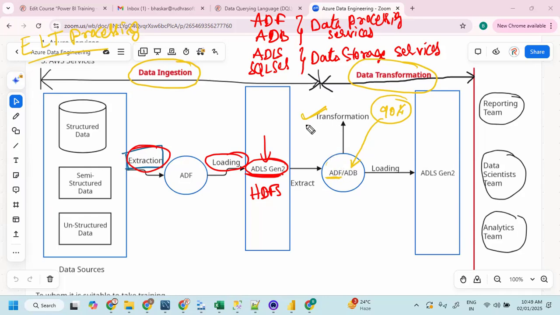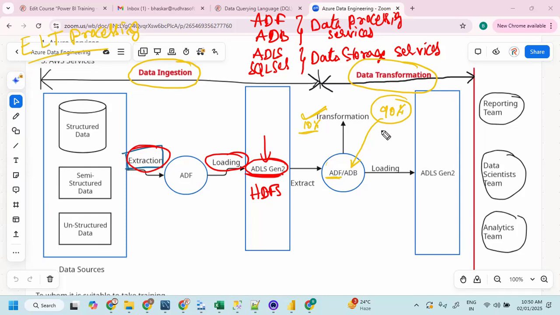The 10% I kept is because if Microsoft gives some opportunity, or a lower price, for many reasons people may be tempted to use ADF to transform the data. Everyone can do it with ADF, but I feel doing a transformation with ADB is much easier than with ADF.